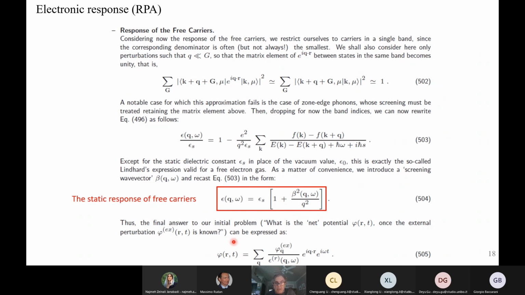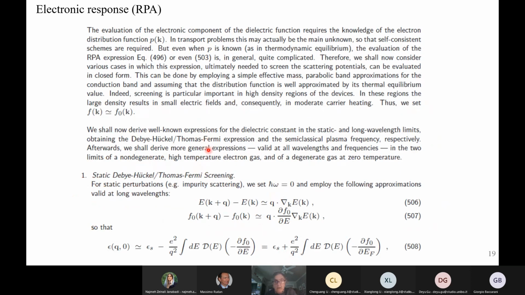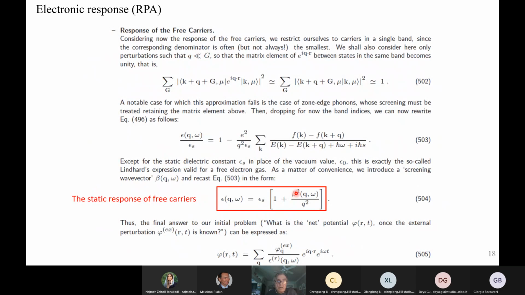So we have a final answer to our problem in this way now: the total potential that electrons feel as perturbation when they move in a crystal can be expressed in its Fourier components. And the Fourier components of this potential are nothing but, by construction, the external potential, which I usually know, divided by the dielectric function, which lumps what I didn't know originally, which is the polarization response. So how do I calculate this beta now in some particular cases so that I can have an expression that I can use and calculate explicitly?